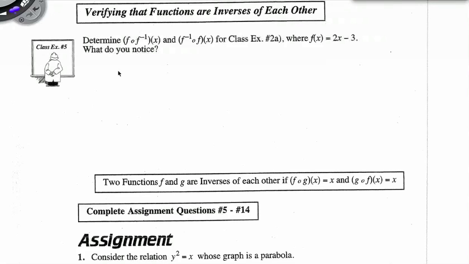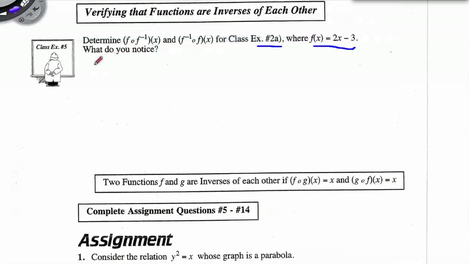Okay, last part before the assignment, and I'll tell you which examples to do. Basically, we are determining f of f inverse of x, and they also want us to calculate f inverse of f of x, and they're using this as the function. It's the same as class example 2a, and it's asking what do you notice when you calculate these.